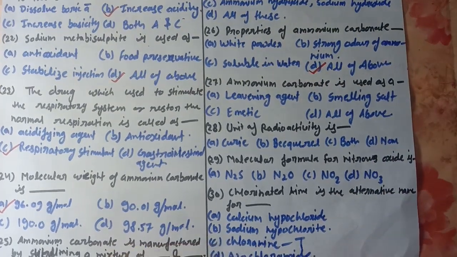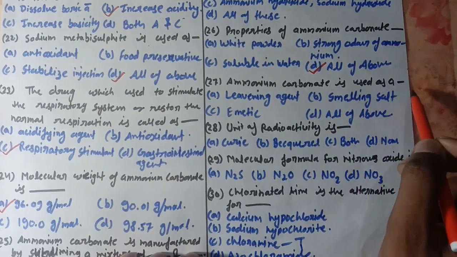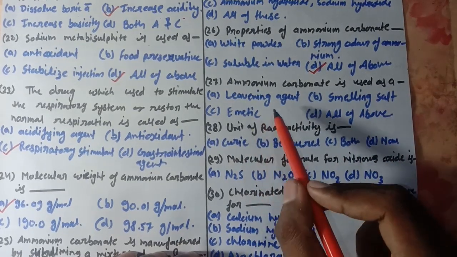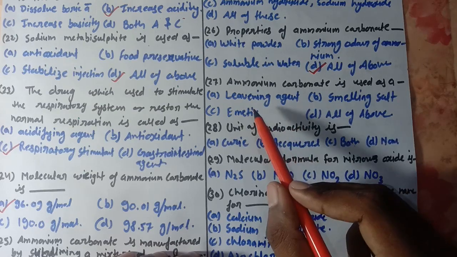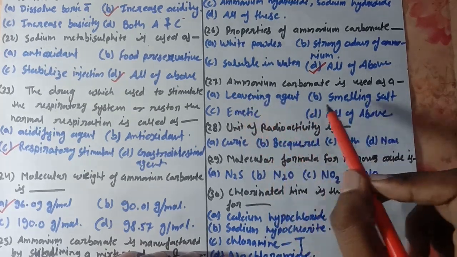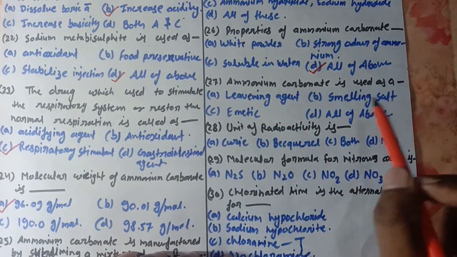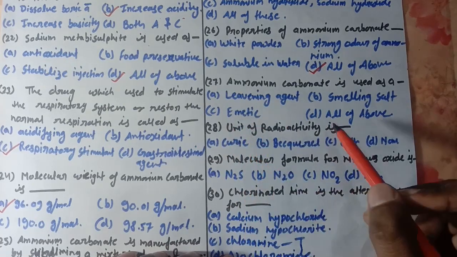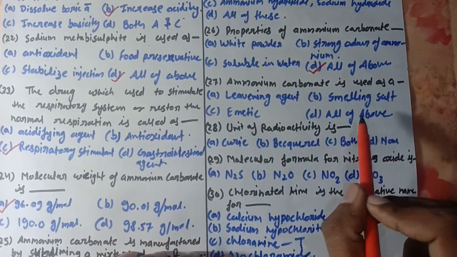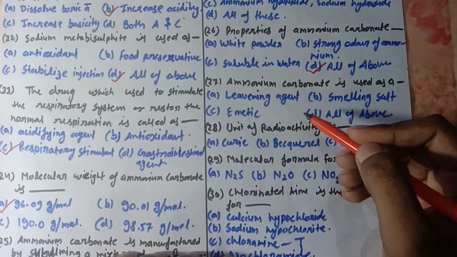Question number 27. Ammonium carbonate is used as a: option A, leavening agent; option B, smelling agent; option C, emetic agent; option D, all of above. So the answer is D, all of above.